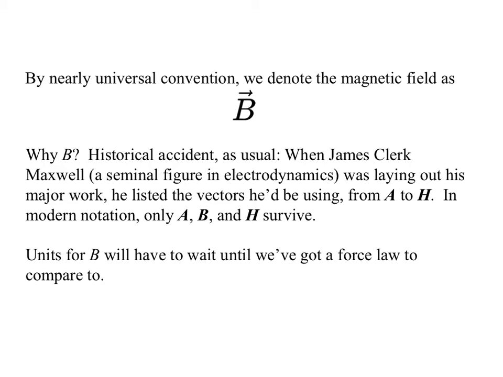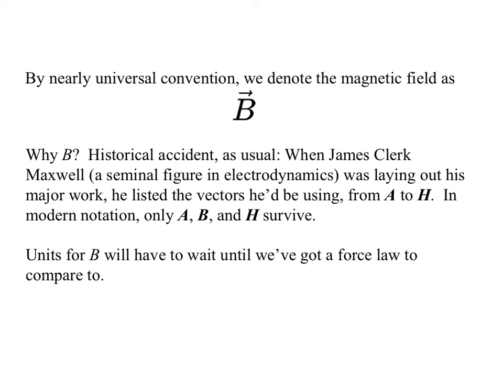When he was laying out his major work, he listed the vectors he'd be using, and he started with A and moved on down, A, B, C, all the way to H. In modern notation, we only ever use A, B, and H, and we won't use, I think, either A or H in this course, so we're left only with B. And you might wonder, why didn't we call it M for magnetic field the way we have E for electric field? And honestly, it's probably just because of Maxwell. It's also because M is a pretty important figure, right? We use M for masses a lot, and it would be confusing to bring in a new thing called M.